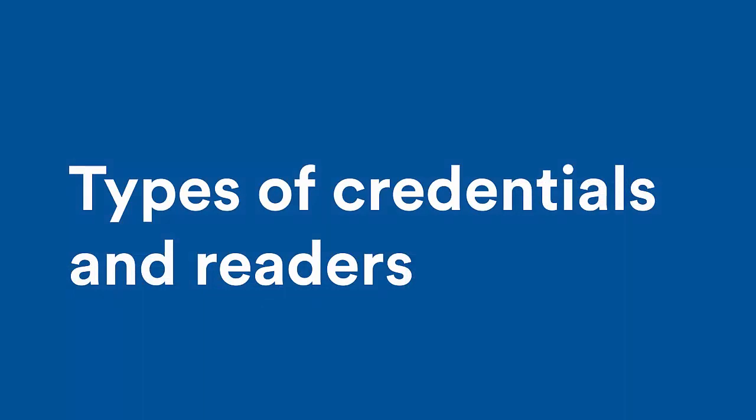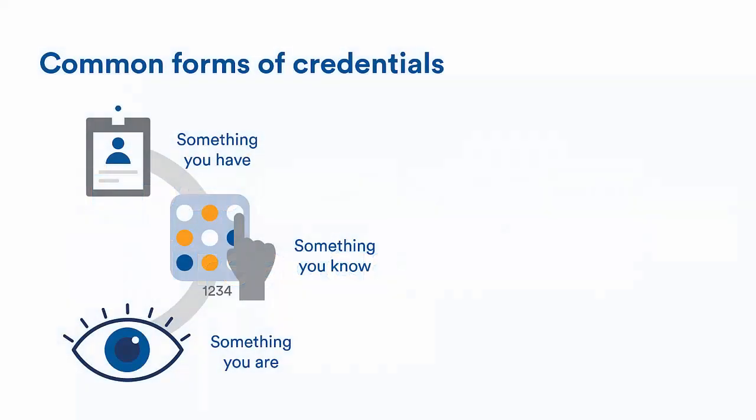Let's first look at different forms of credentials and readers, and which credentials are expected to grow and shrink in sales as we look into the future. Right off the bat, credentials are way more than just cards. They're something that validates your identity. This typically includes something you have, like an access card or ID, something you know, like a PIN code or password, and something you are, like a biometric identification, like your iris or thumbprint.